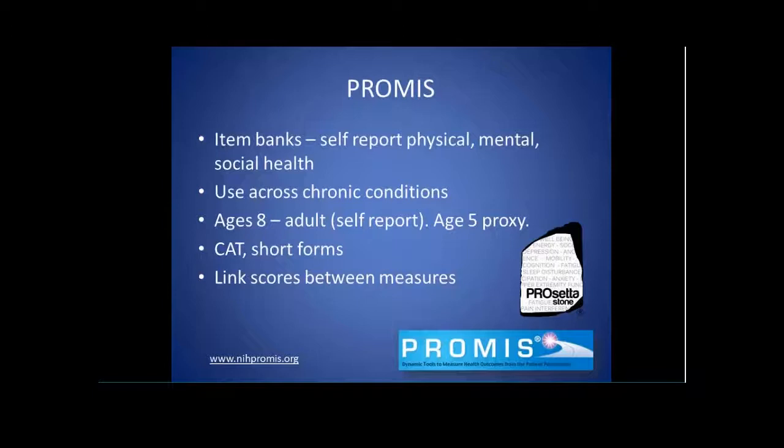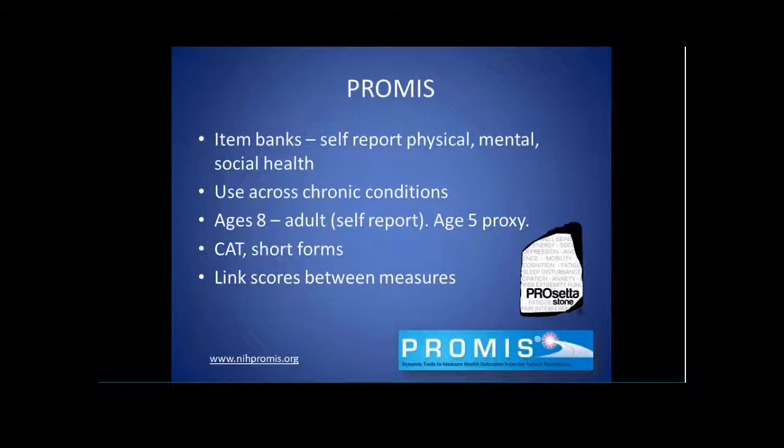PROMIS was focused on developing measures that could be used across chronic conditions and to develop measures that could be completed between ages 8 and adults by self-report and down to age 5 by proxy report. So a 5, 6, 7-year-old could have a parent report on his or her well-being. The instruments that were developed include computer adaptive tests as well as short forms.